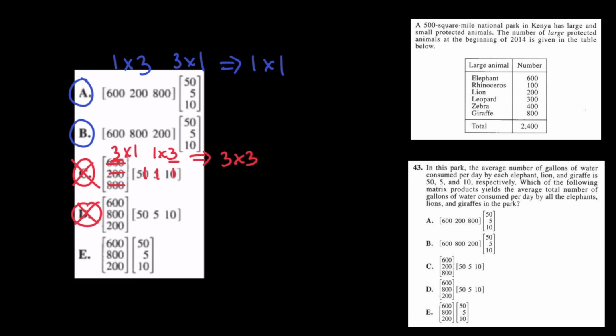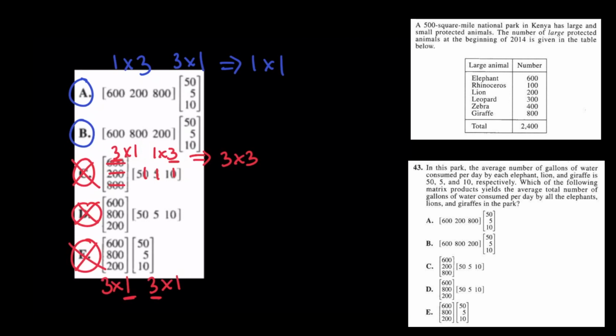Let's look at E. E is also starting off with a 3 by 1 matrix being multiplied by another 3 by 1 matrix. But wait a second. A 3 by 1 matrix can't be multiplied by another 3 by 1 matrix because these middle numbers aren't the same. So right away, we can eliminate that. We can't even multiply that if we tried. So E is gone as well. So yay, we're down to 2 options, A and B. Now we just need to figure out which of these 2 options is going to work for us.